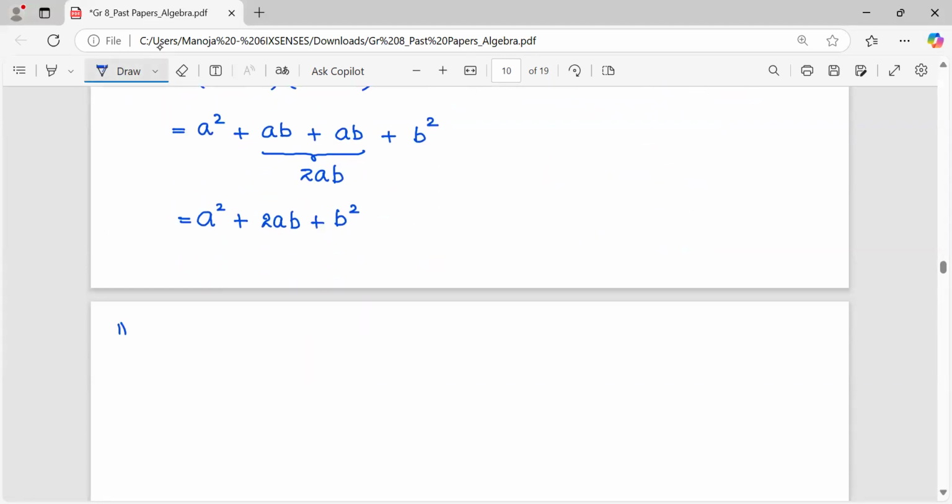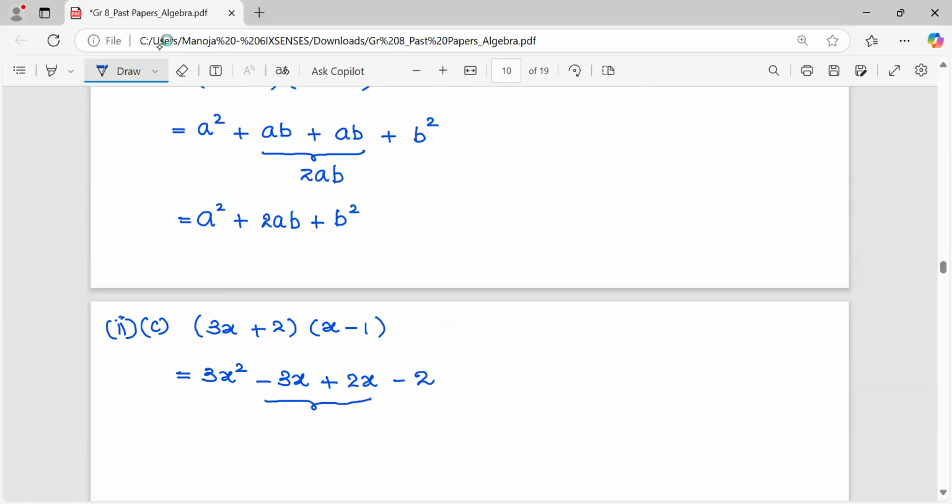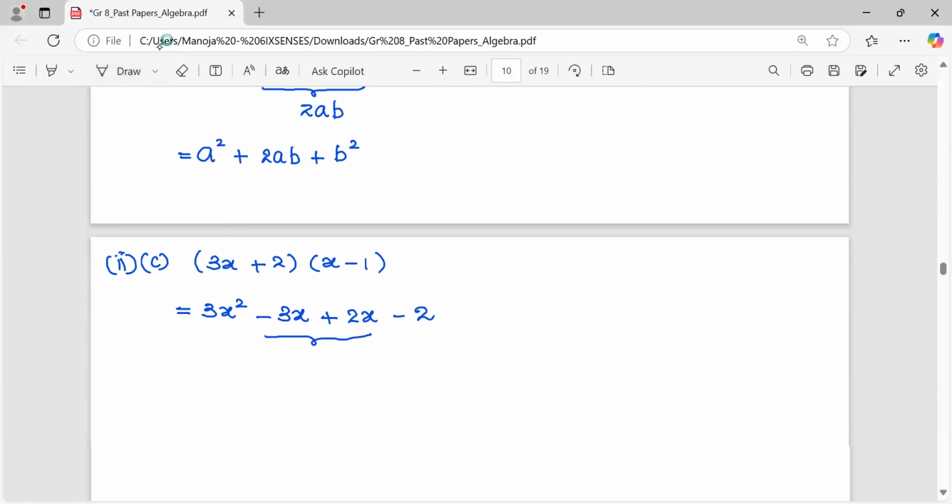I still write question number 3, part C. Okay. Then I have (3x + 2)(x - 1), like this. So then how do you do that? 3x times x is 3x squared, 3x times negative 1 is negative 3x, 2 times x is positive 2x, 2 times negative 1 is negative 2. So then you have the like terms here, negative 3 and positive 2, right?